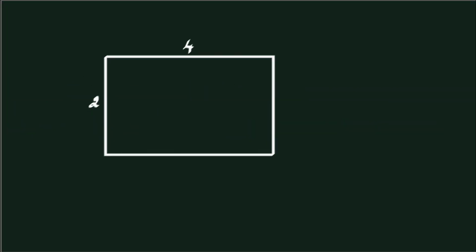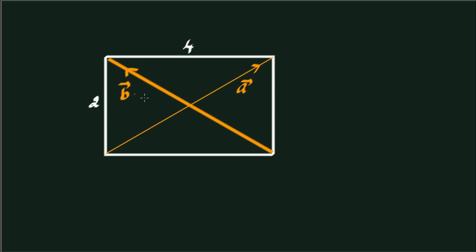Problem number 1 is where we have a rectangle with sides 2 meters and 4 meters, and the question is find the angle between the two diagonals. And we are going to learn to use vectors to find this angle. Of course, we can do it using geometry, but we're going to use vectors. So let's call this vector A, and this vector, let's say we call it B. And let's say we want the angle between the two vectors.